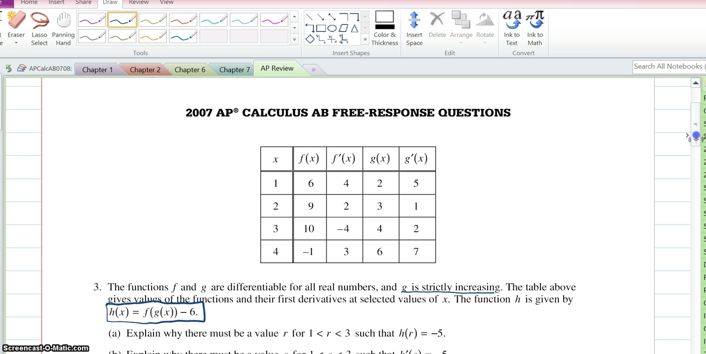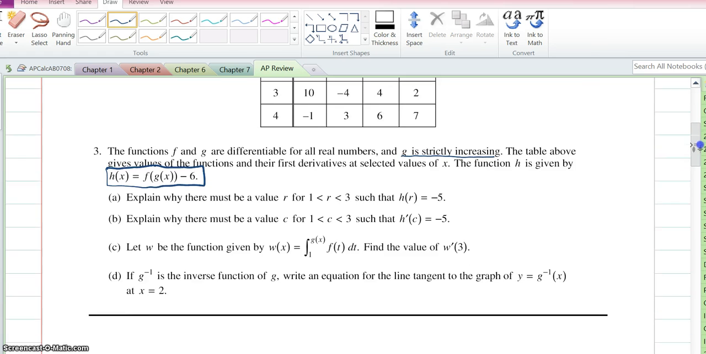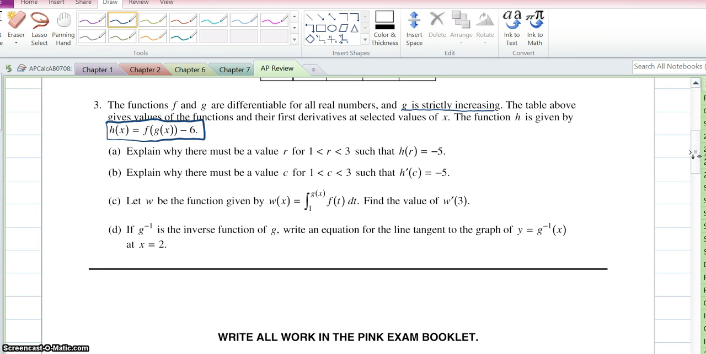So in part A, it says explain why there must be a value r for 1 is less than r is less than 3, such that h of r is equal to negative 5. So what we're going to do is show that h of 1 and h of 3, we're going to figure out what those are, and basically if those two numbers are around negative 5, so if one's bigger and one's smaller, you have to hit negative 5 to connect those 2 points. So I'll explain that more in a second, but basically if we have points at 1 and 3, and then if we have y values that somehow go through negative 5, then we have to hit negative 5 somewhere in there. So what I'm going to do first is find h of 1.